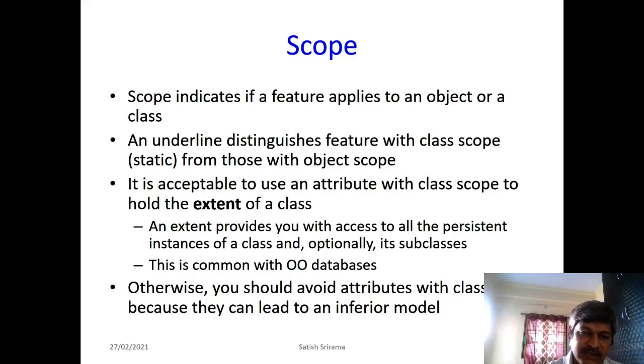In such a case, it is advisable to use class scope, that is static, for these attributes. Or if you want to use any global variable, it is also good to use static variables. But most often it is ideal to avoid them. We should be avoiding attributes with class scope because they can lead to inferior models. Let's see an example of why it is so critical.